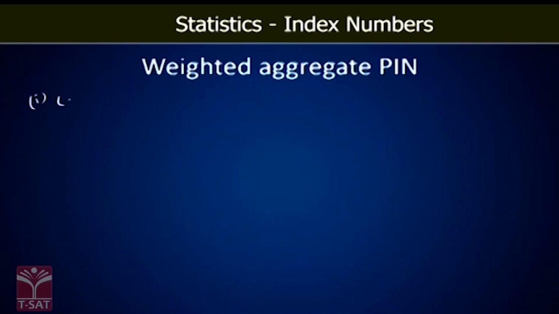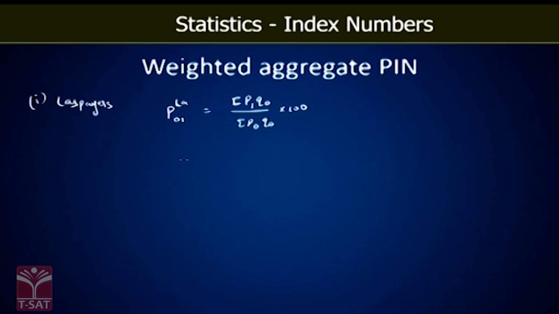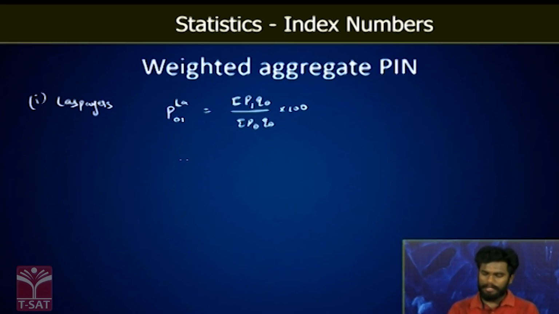First it is Laspeyres price index number, and it is denoted by P01 LA, and it is given by summation P1 Q0 divided by summation P0 Q0 into 100. So as I was saying, it is a weighted aggregate price index number. We are adding weights as the quantity values in the base year for Laspeyres.